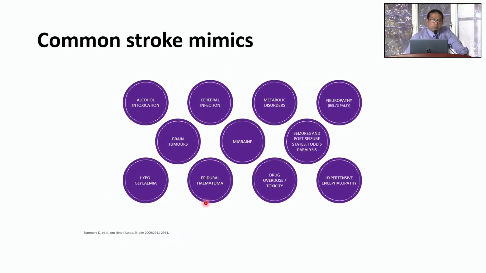Dr. Pradeepan went through all the stroke mimics, the radiological ones. Most of these you can diagnose clinically, and of course the hemorrhagic complications will be picked up on CT scans. You have to be careful of isodense subdurals, which can sometimes be missed, but usually you should be able to exclude most of these on your clinical assessment.